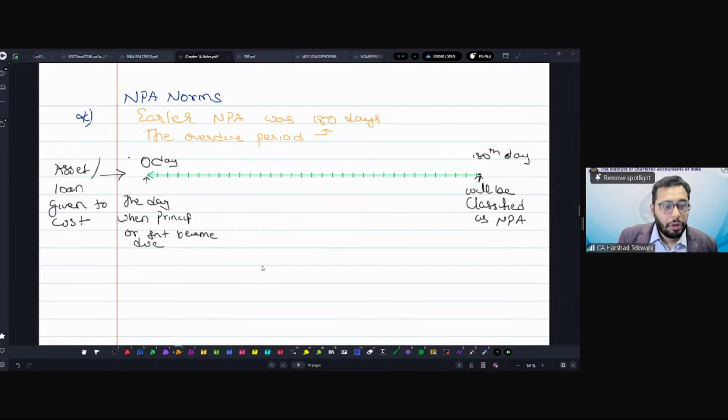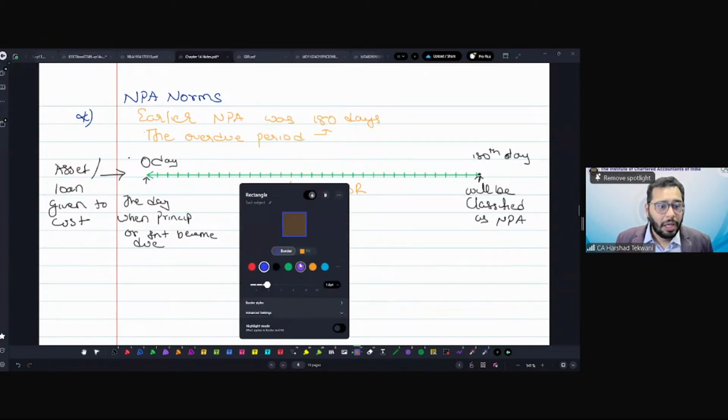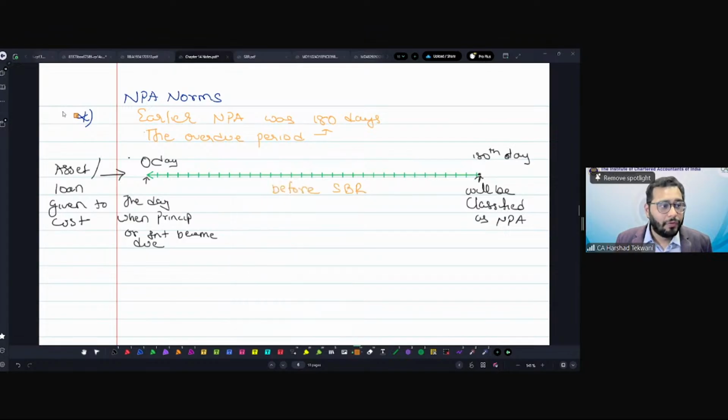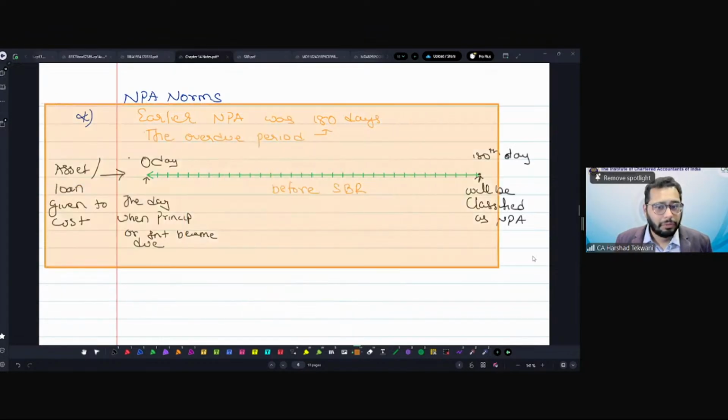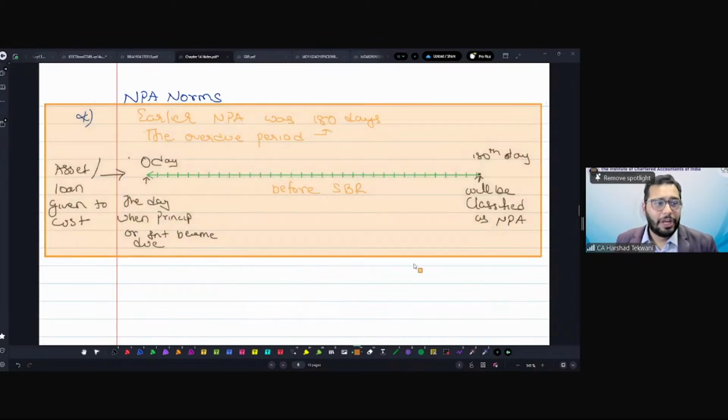This was the requirement before SBR, that is, scale based regulation. Before scale based regulation. I will highlight this again so that you can understand. This is just for reference purposes. This was before scale based regulations.